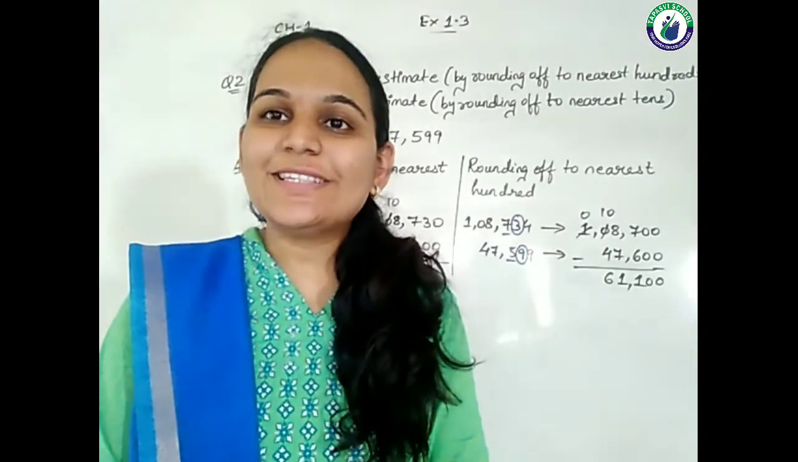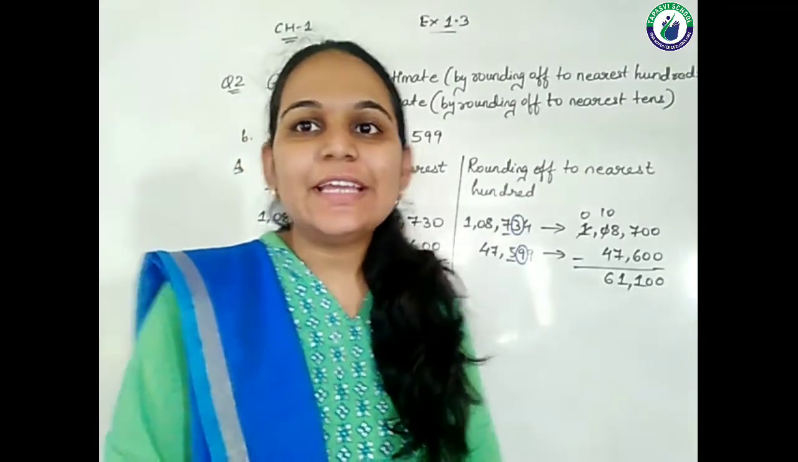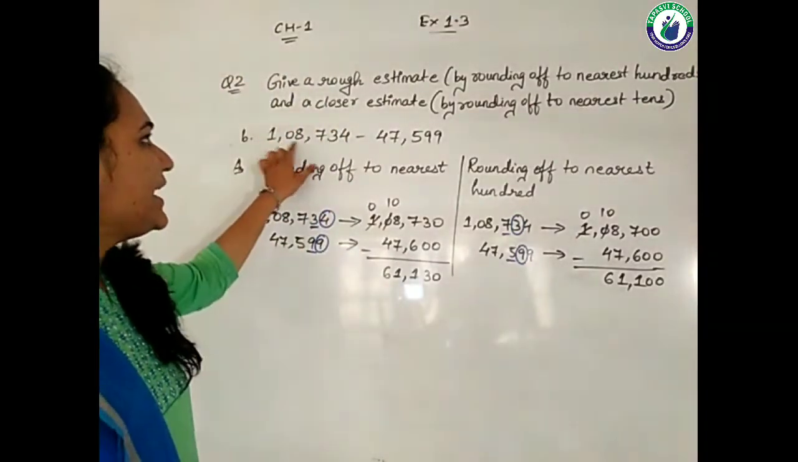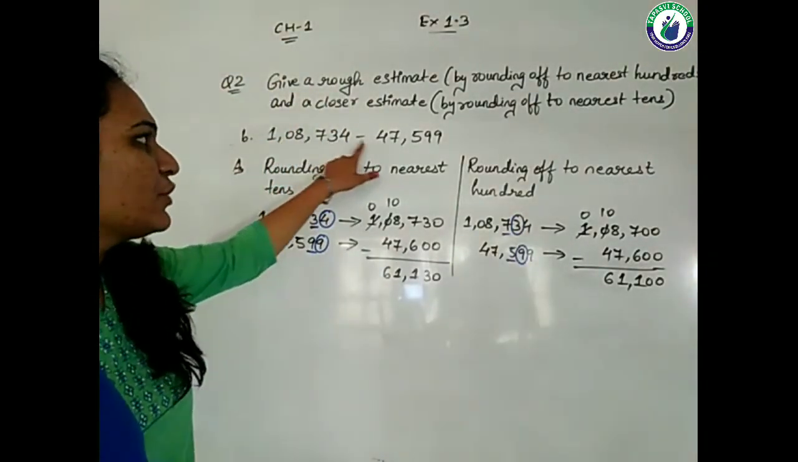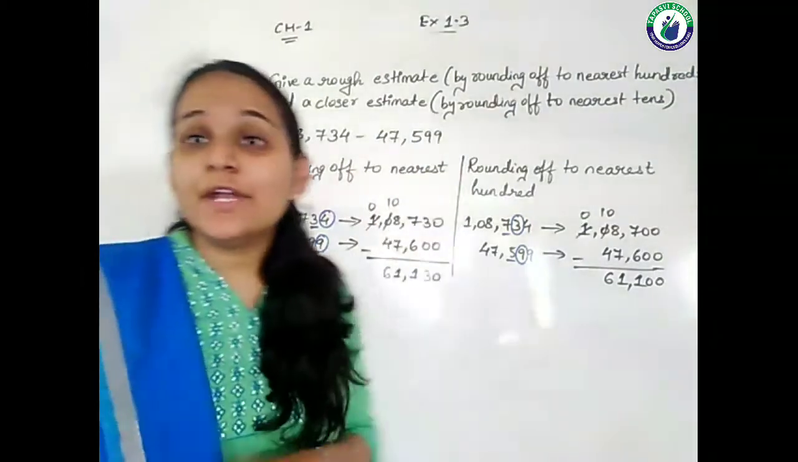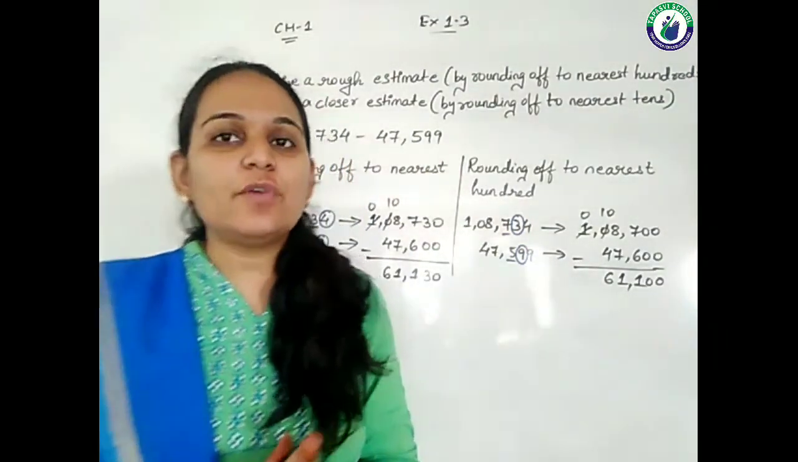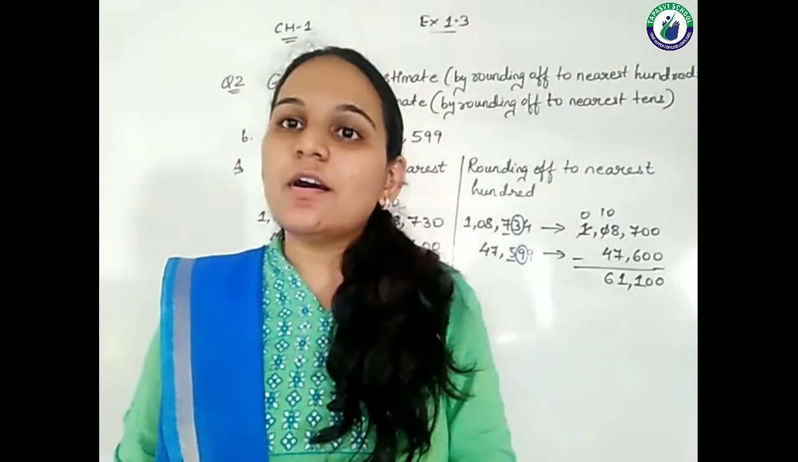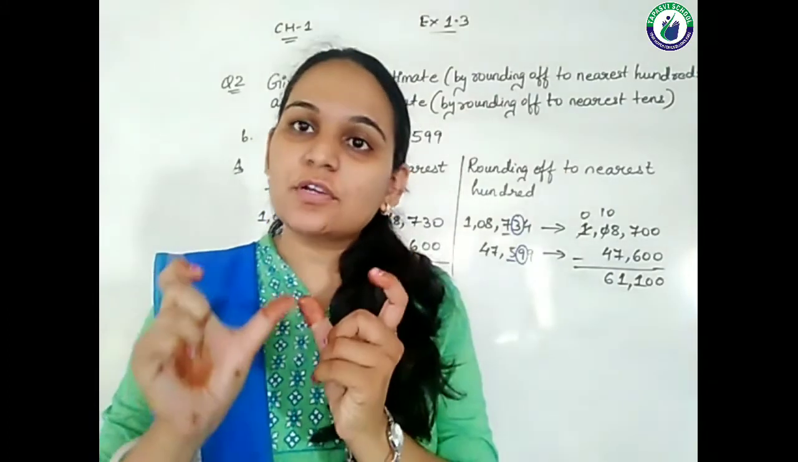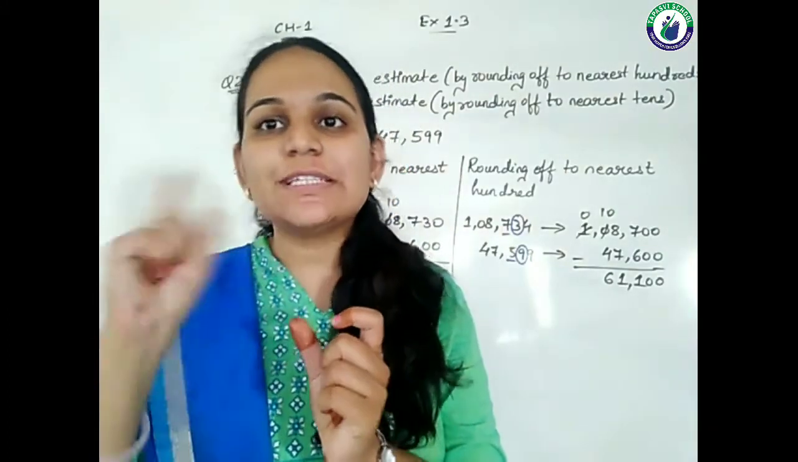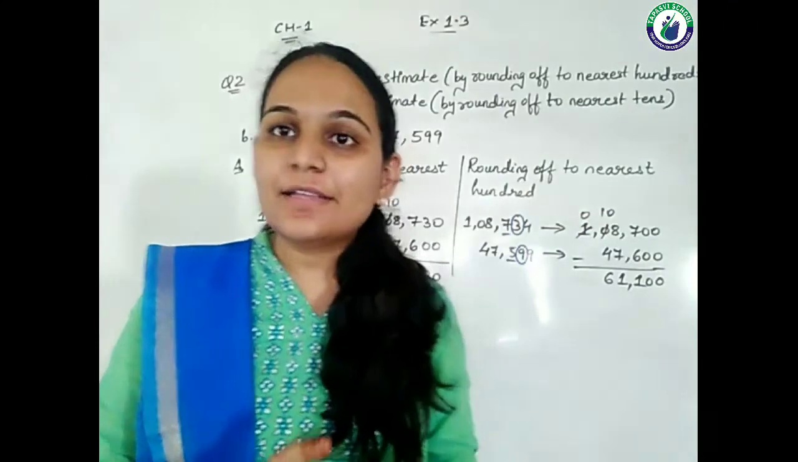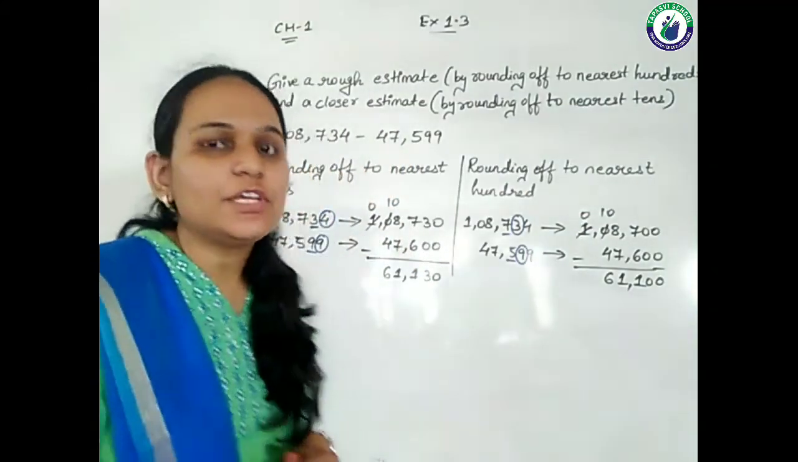Okay, students. Now let's see the second question, right? The second question is 1,08,734 minus 47,599. Now what we are going to do? We are going to do the rounding of these numbers to the nearest tens as well as to the nearest hundreds. So let's see the calculations, students.